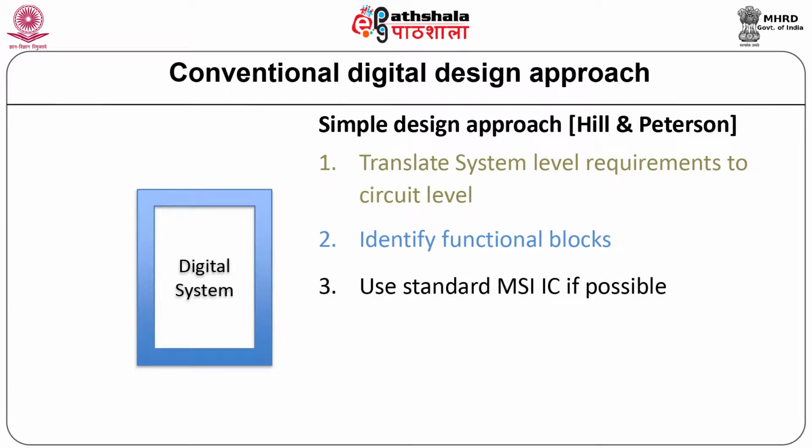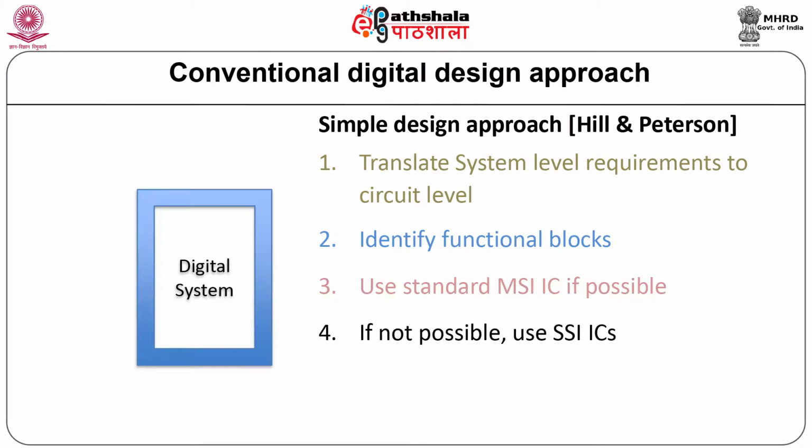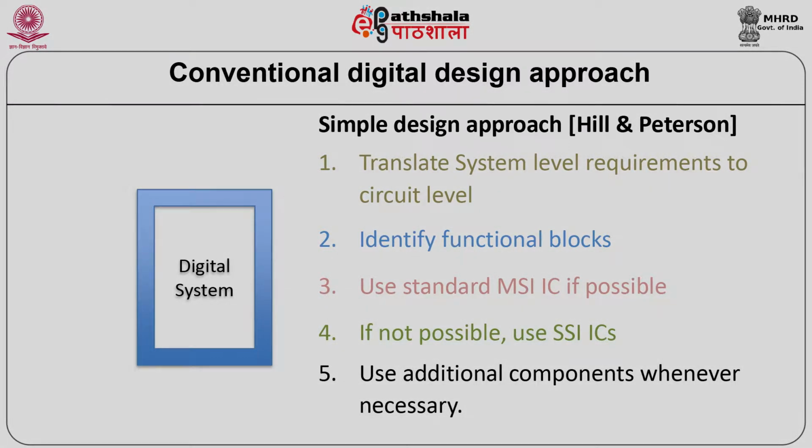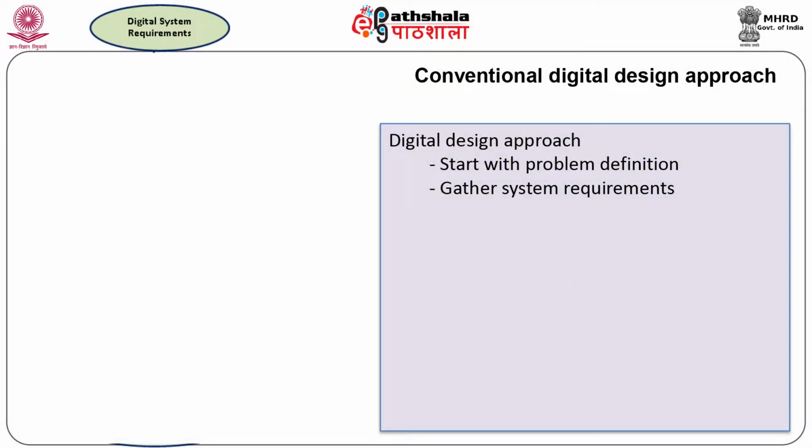Whenever a function can be realized using a standard IC, use the same, for example, counter, multiplexer, flip-flop, gates, etc. Step 4. Whenever the above is not possible, form the circuit to carry out the block functions using standard ICs. Step 5. Use additional components like diode, transistor, resistor, capacitor, etc., whenever essential.